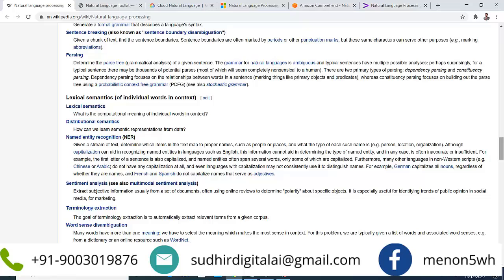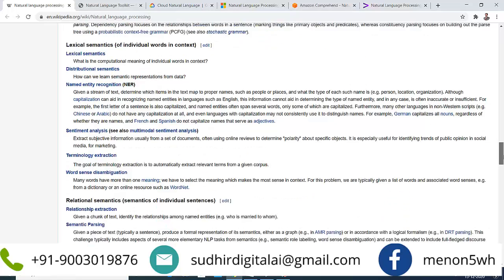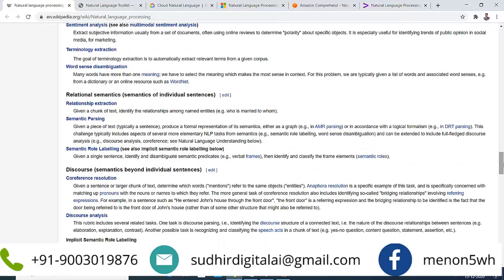You can have named entity recognition. You can do sentiment analysis, which is to extract subjective information usually from a set of documents, maybe an online review, and determine polarity between specific objects. It is useful for identifying trends of public opinion in social media for marketing. You can do terminology extraction, word sense disambiguation. You can do relational semantics. Relation extraction is, given a chunk of text, identify the relation between the named entities. You can do semantic parsing, semantic role labeling.